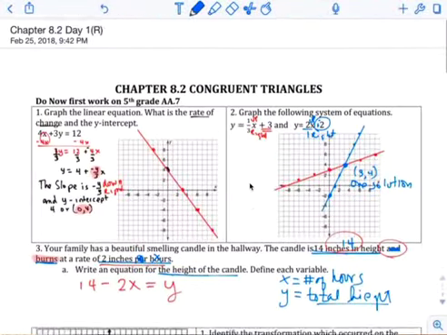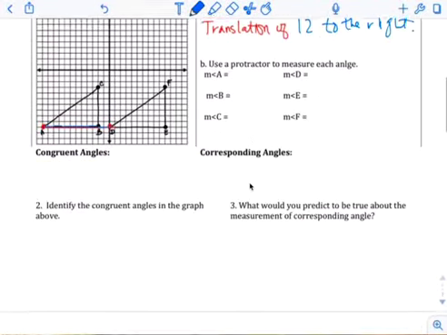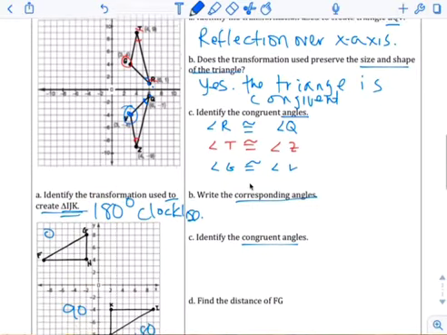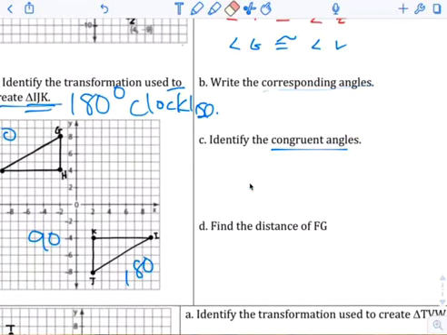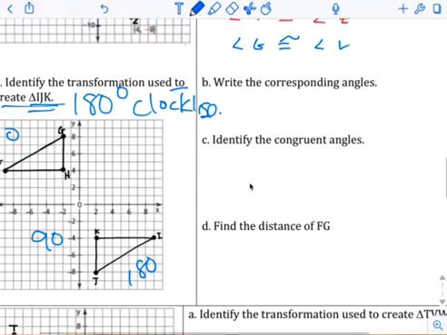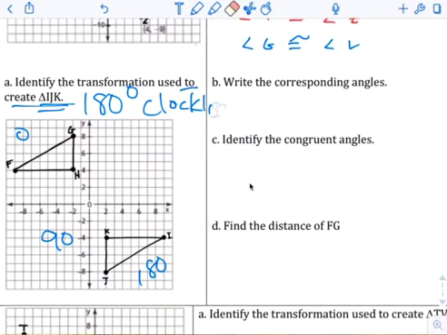Okay, this is 8.2, day 1. Okay, we're on this one here. Hopefully we did it in class. If not, here's how it goes. Write the corresponding angles.